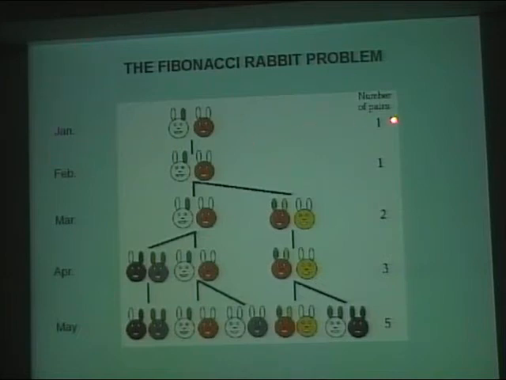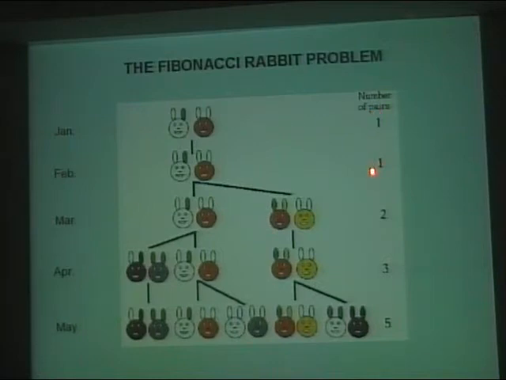So in January we had one pair. In February we still only had one pair. In March we had 2 pairs. In April we had 3 pairs. And in May we had 5 pairs. Now notice, what is the relationship between those numbers? That is the Fibonacci sequence.